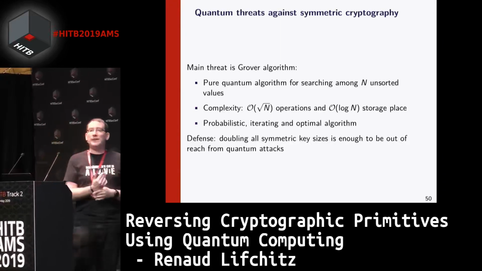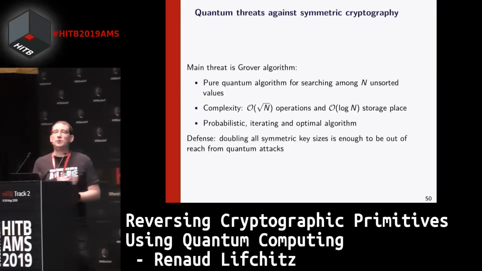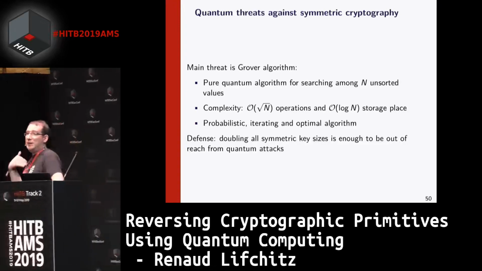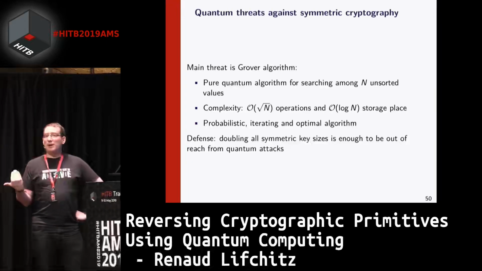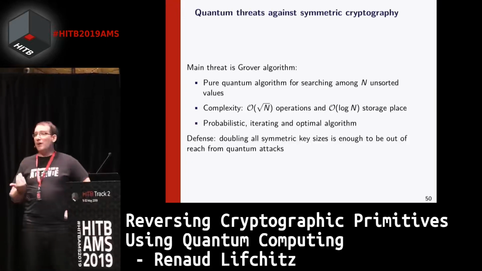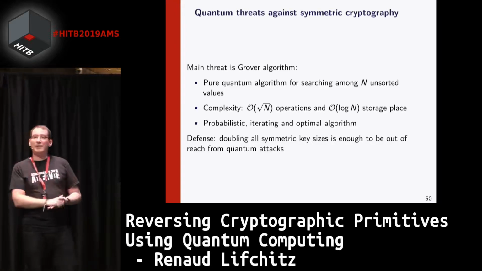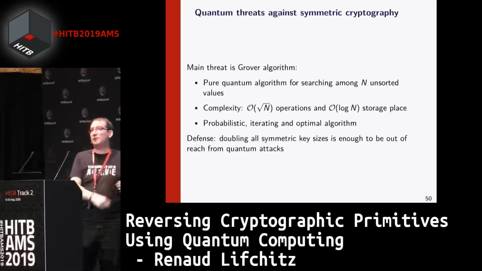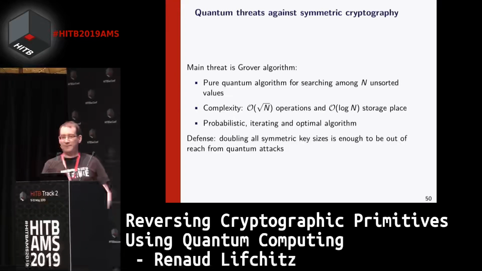So the solution is to double all the key sizes. If you use a symmetric encryption, you just have to double the key size and you will be safe, because we can prove that Grover's algorithm is optimal and there is no stronger algorithm that will find the key faster. So we can prove that it is optimal. So if it's optimal, you just have to double all your key sizes and you are safe.